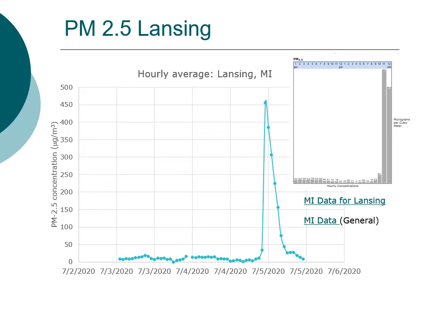So for instance, here you can see that in Lansing on July 4th, July 5th, and the night of July 4th, the particulate matter 2.5 concentrations exceeded 450 micrograms per cubic meter. So looking back, the WHO limit, or guideline really, is 10.